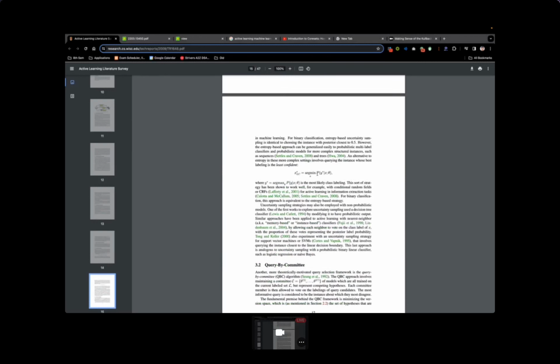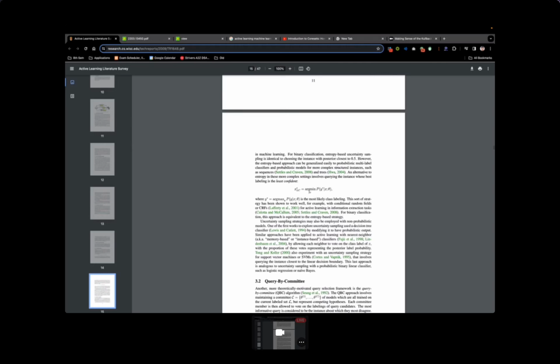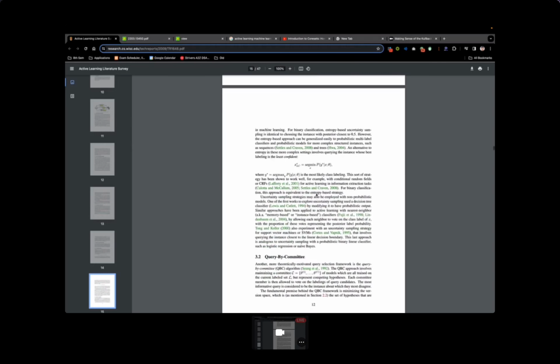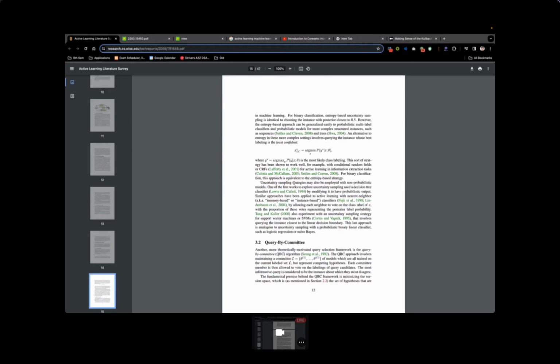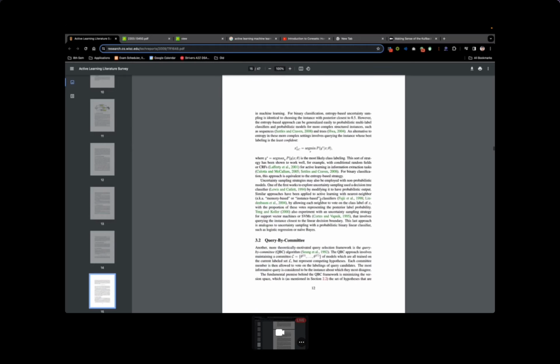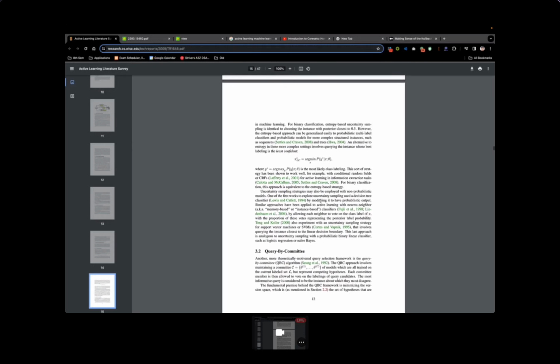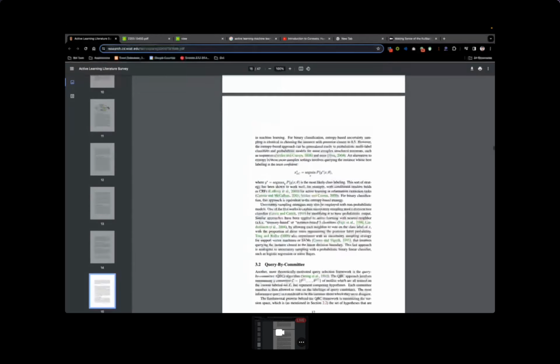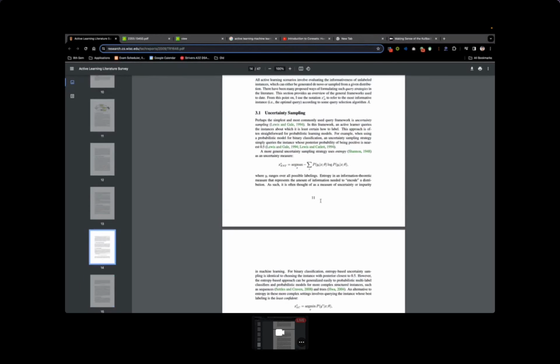Then this is confidence actually, the prediction of the largest class is confidence, and you have to minimize this. Then, okay, there is a very small thing here in uncertainty sampling.